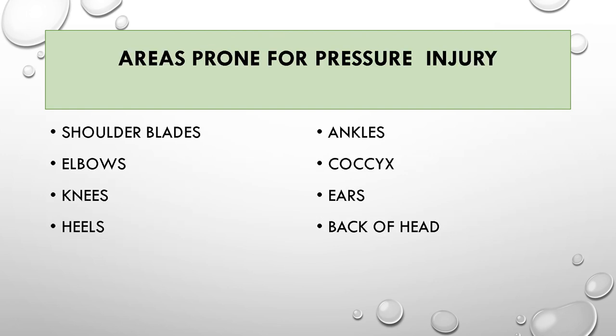Here are some of the most common areas that may be prone to pressure injuries: the shoulder blades, elbows, knees, ankles, coccyx, ears, and the back of the head. The coccyx is the medical term for tailbone.